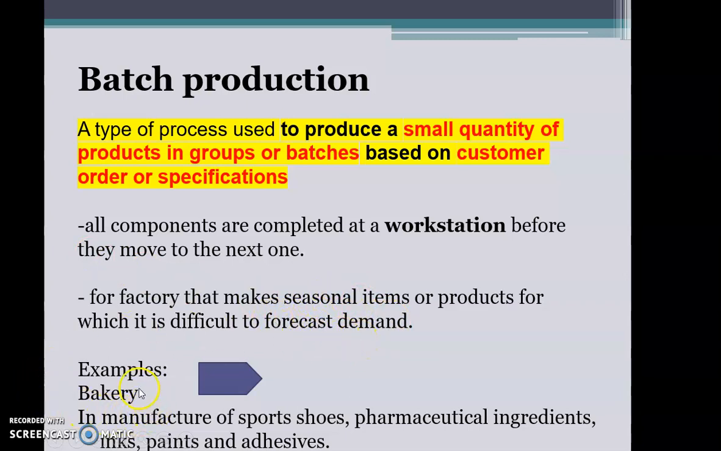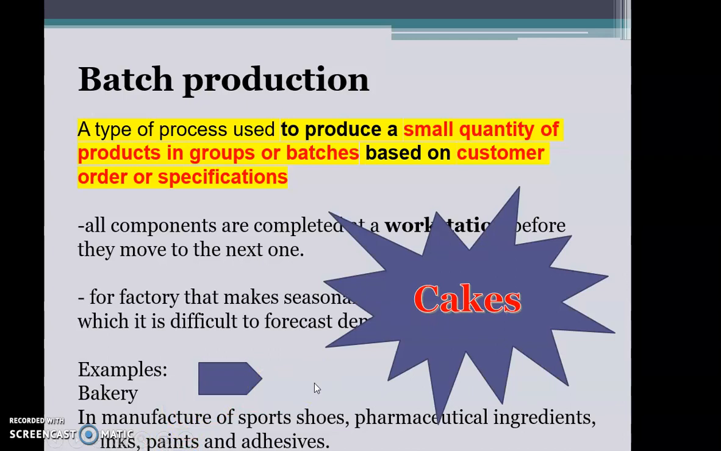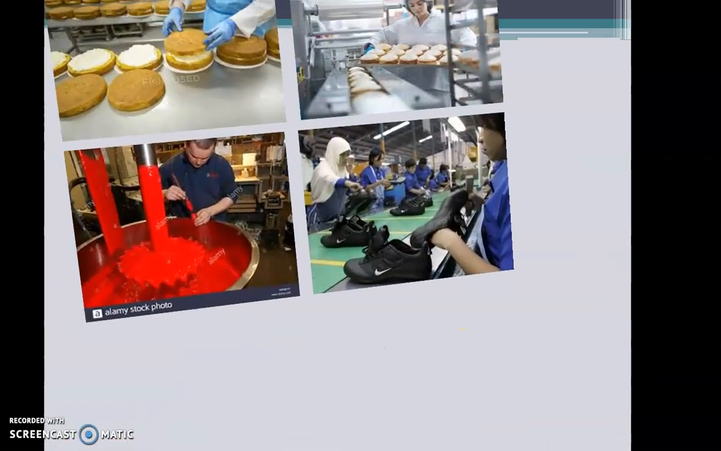Maybe during winter they have jackets, and during summer they have a lighter type of clothing. For example, easy to remember is the bakery. They have a batch of cakes, a batch of breads. It depends on the type. And also sports shoes depend on the design. And then we have ink, okay, paints. We have blue paint, green paint, and so on. Easy to remember is the cake. This is an example.